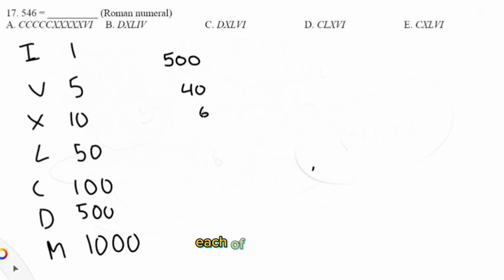Now we find what each of these are in Roman numerals. So 500 in Roman numerals. We know that D is just 500, so D. Next, 40 in Roman numerals. So you might be thinking that 40 is just 4 X's.